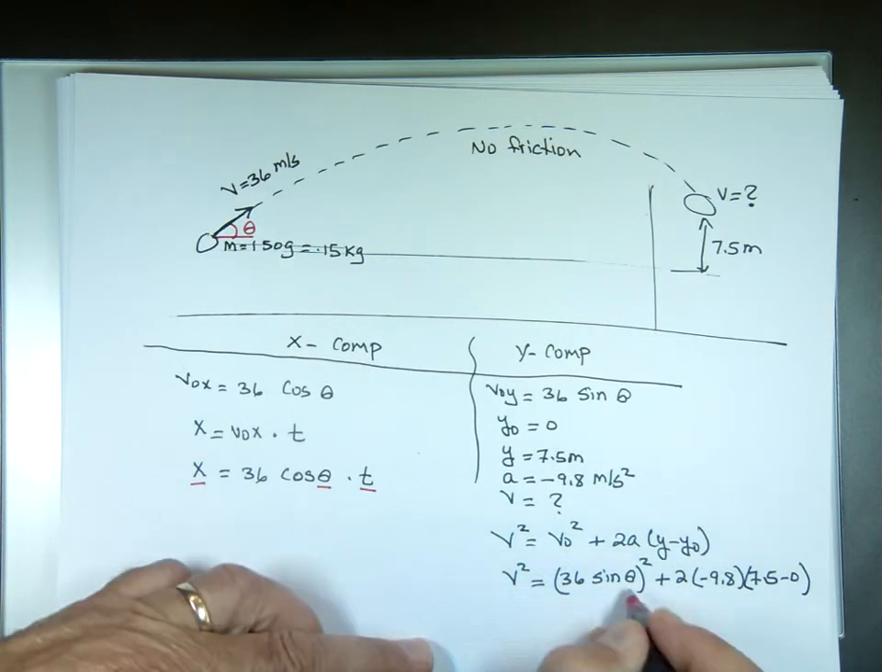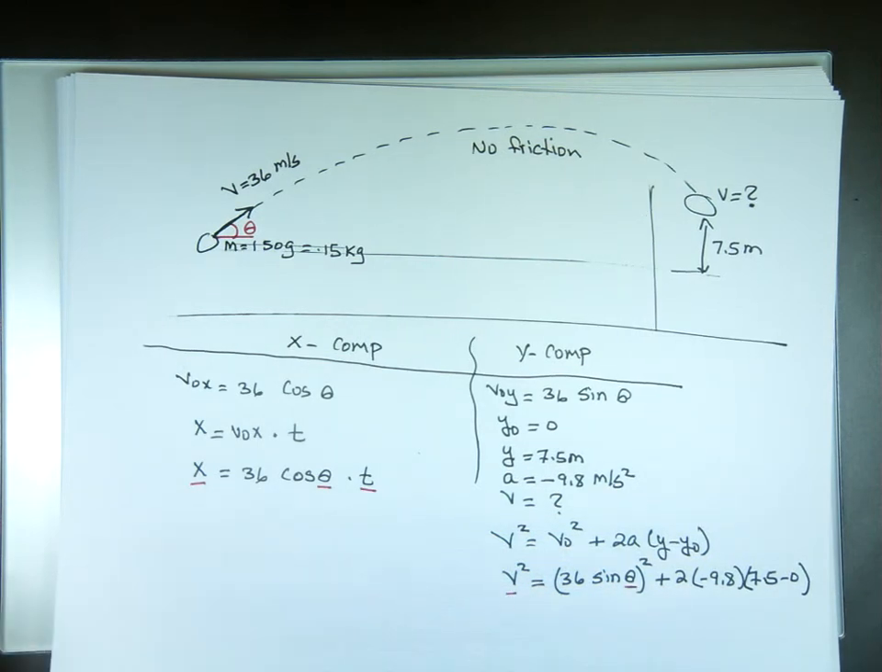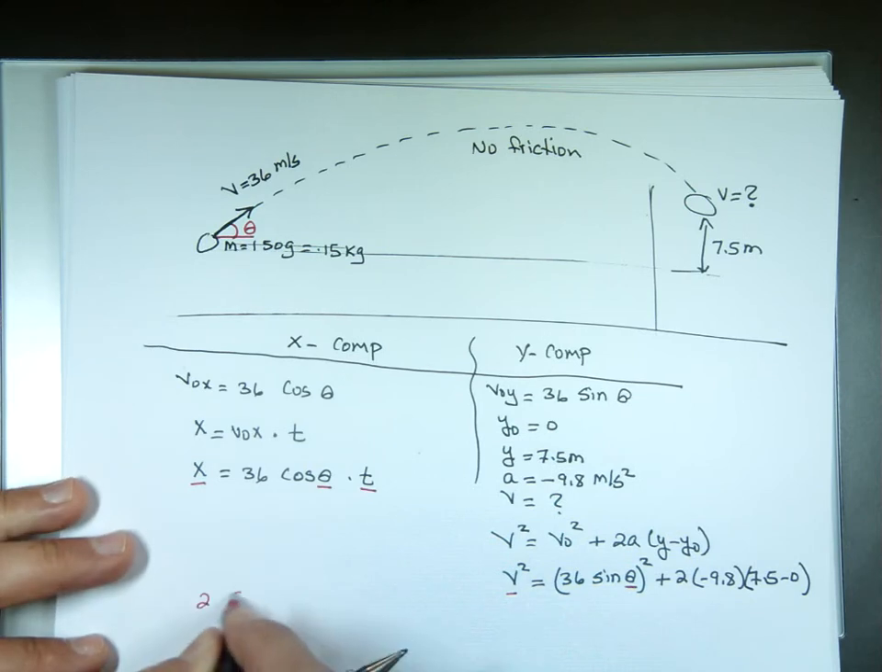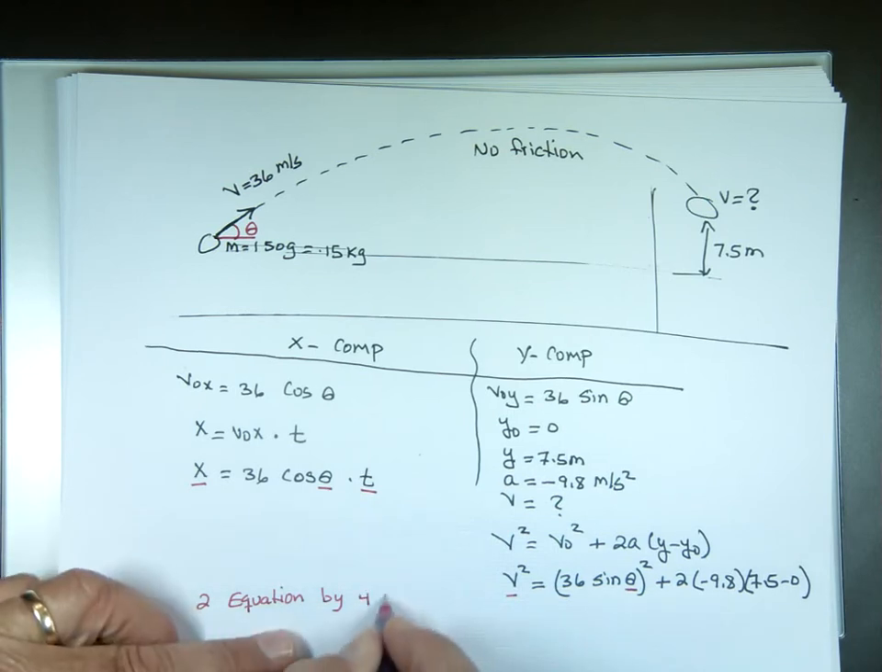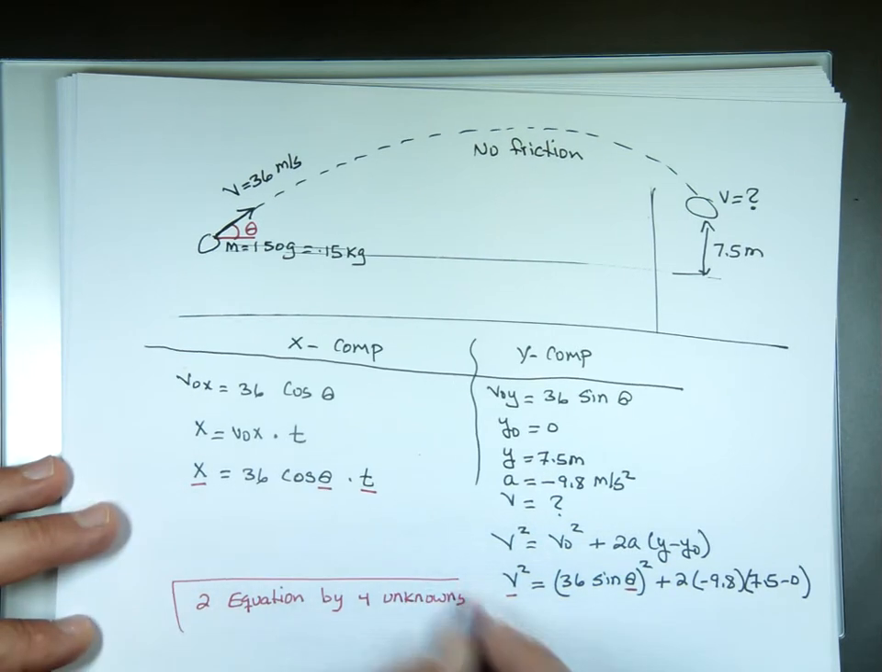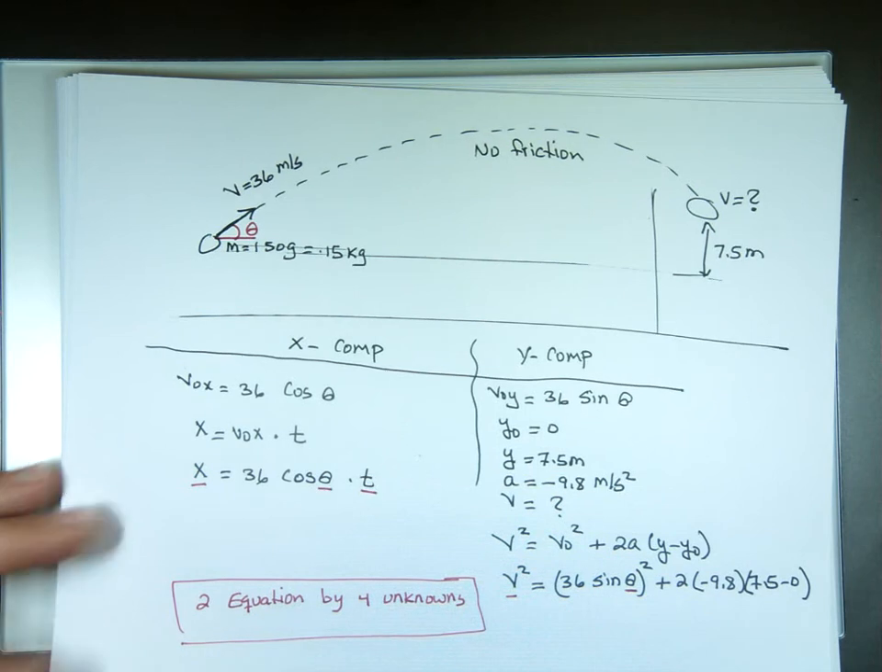2 unknowns. So right now, we have 2 equations by how many unknowns? I have theta, t, x, and v. 4 unknowns. None of us, there's not a single person on this planet that can solve 2 equations by 4 unknowns and get a number for an answer. There's not a single person. As smart as they come, you can't.